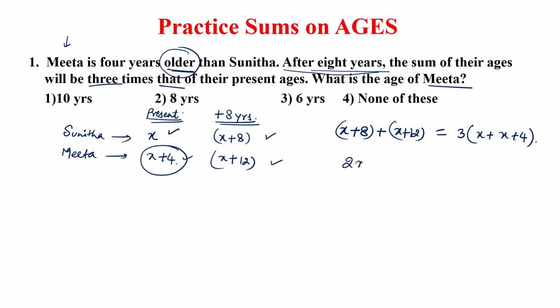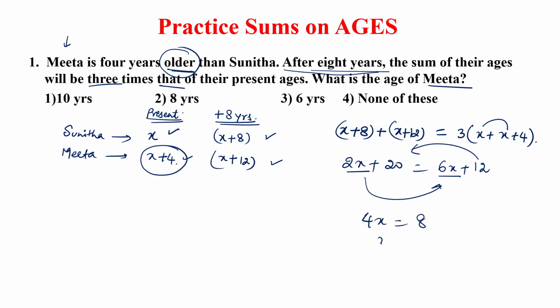This is 2X plus 20 is equal to, 3 times 2X is 6X, and 3 times 4 is 12. Now this is 6X and this is 2X. Taking 2X to this side it becomes 4X, and this 12 comes to this side, it becomes 8. So X is equal to 2, and what they have asked is X plus 4, which is 2 plus 4, equal to 6 years old. Option 3 is the right answer.